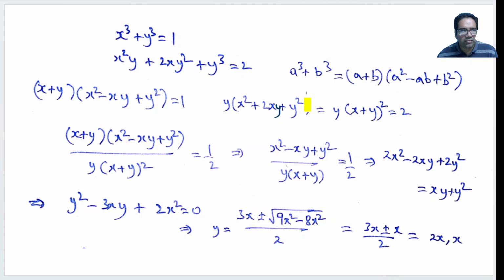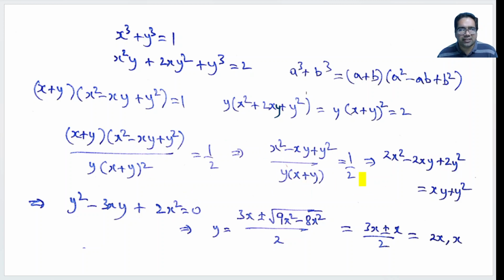Now, if we divide the first by the second, at least one x plus y will go away. So straight away, let's divide left by left equals right by right. What is left by left? x plus y times x square minus xy plus y square, divided by y times x plus y whole square, equals 1 by 2. So this x plus y will go at least once, and we will be left with x square minus xy plus y square in the numerator and y times x plus y in the denominator.